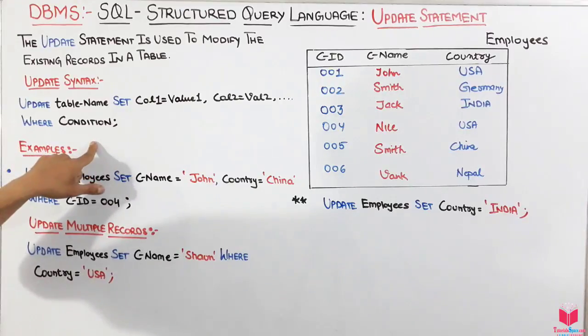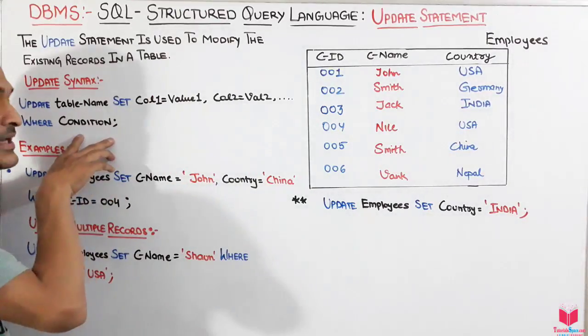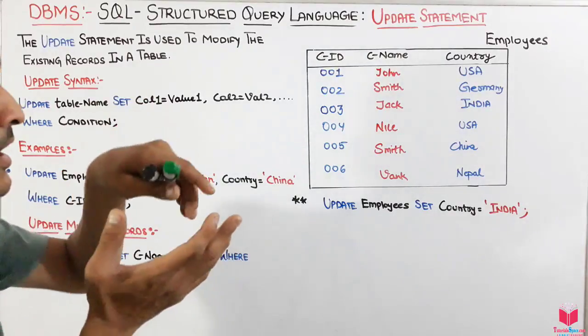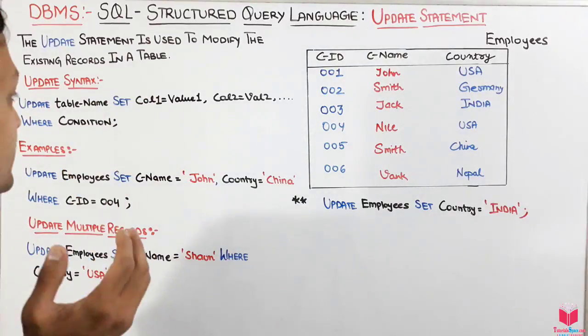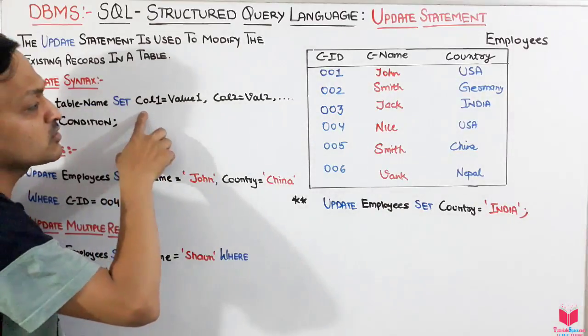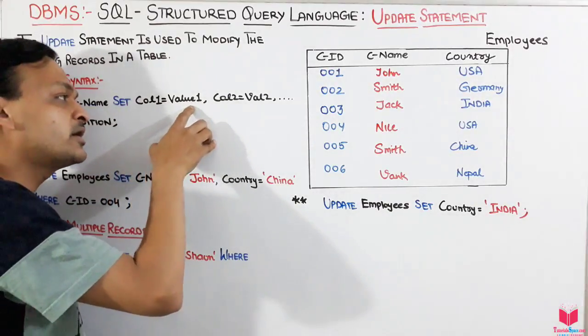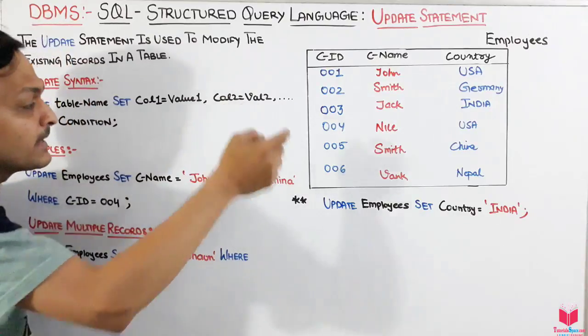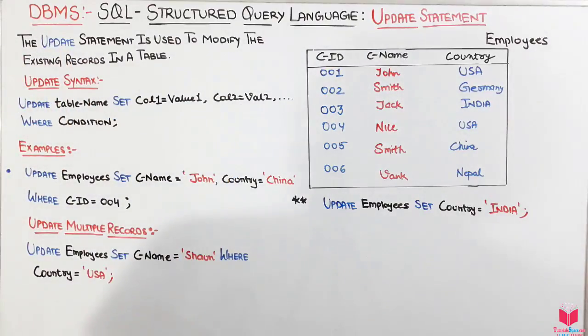We have to check this condition, and according to that condition, whatever rows we get, it will go to this column and update all these values in this column and this value in this column. Okay, so let's take an example.